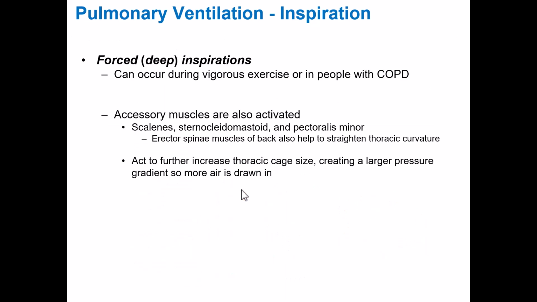If you were to try and take an even deeper breath in, which we call forced inspiration, this requires additional muscles, your scalenes, your sternocleidomastoid, and your pectoralis minor. The result is you're going to increase the thoracic cage volume and your lung volume even more, and so more air is going to come into your lungs.